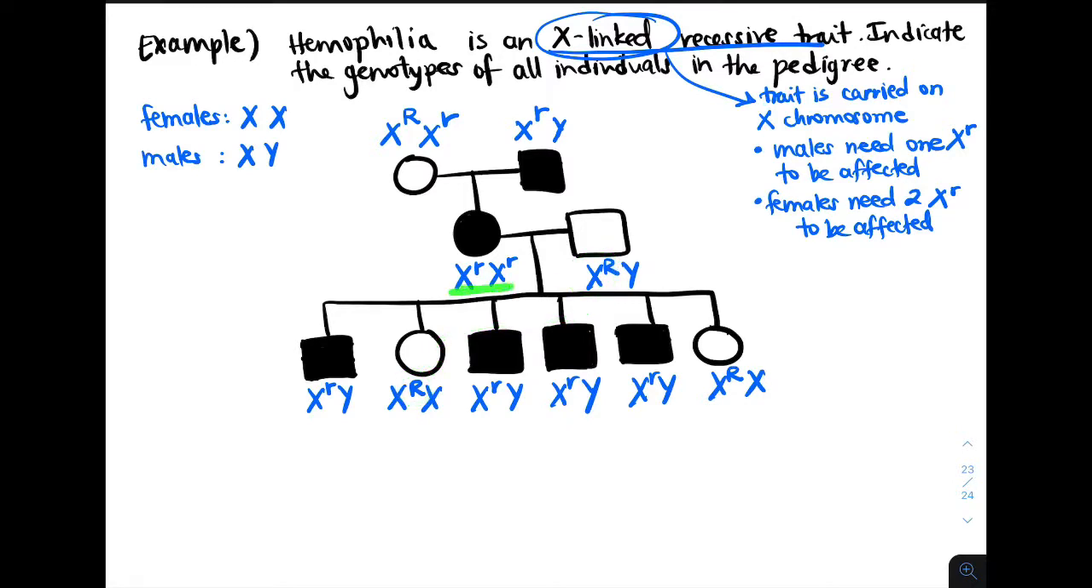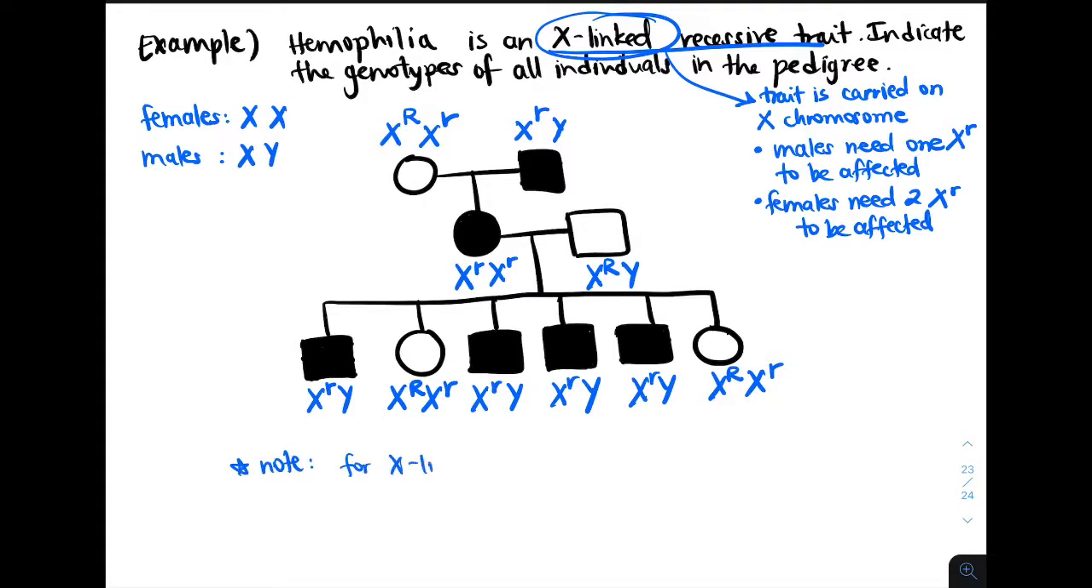The mother is homozygous recessive. She has two X little r's. Therefore, she must have contributed an X little r allele because those are the only gametes that she can produce. And the same thing goes for this female on the right. The father contributed the dominant R, but the mother only has two little r alleles to contribute. Therefore, the mother must have contributed the X chromosome with the little r allele.